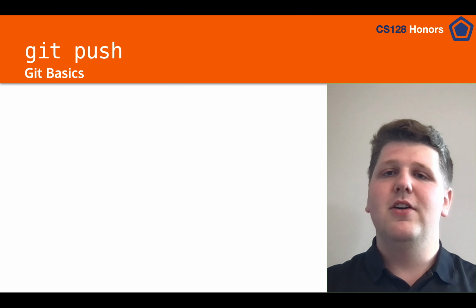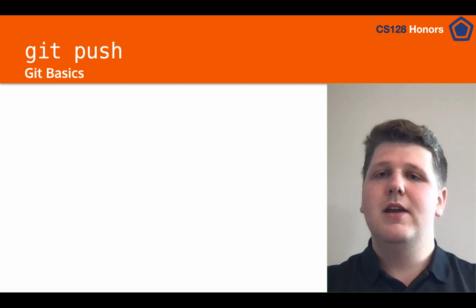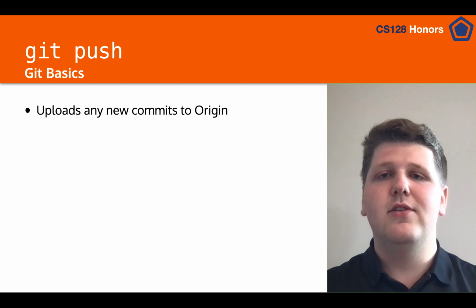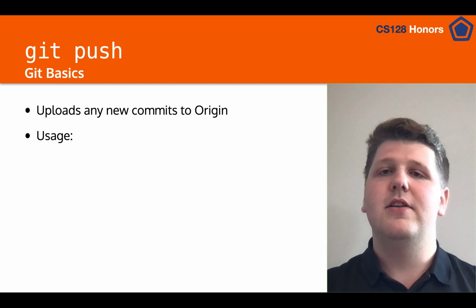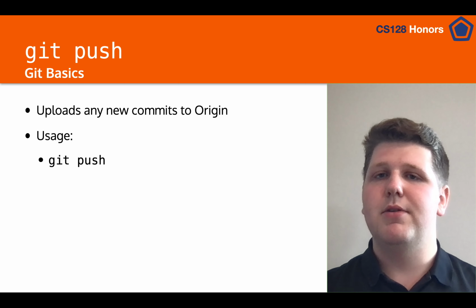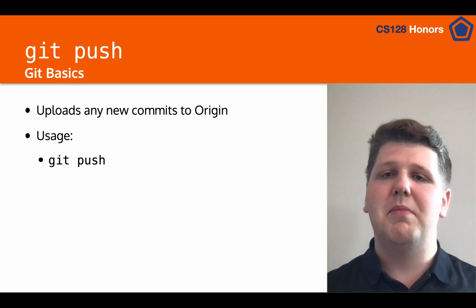So now that we've committed our changes, let's talk about git push. Git push is the command that will upload any new commits to Origin, and how you use it is simply running git push. As long as you have access to the repository, it will push it up for you.